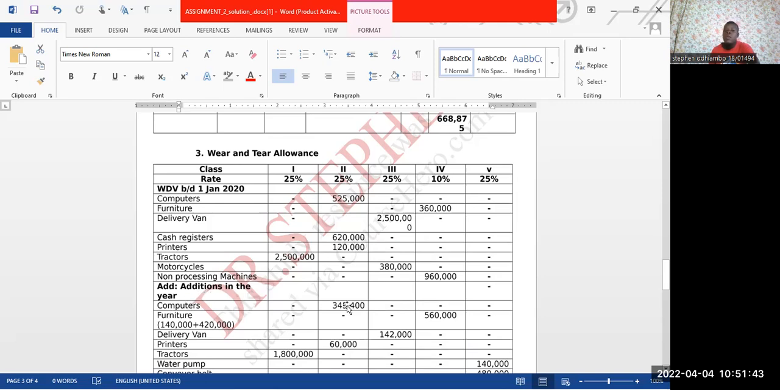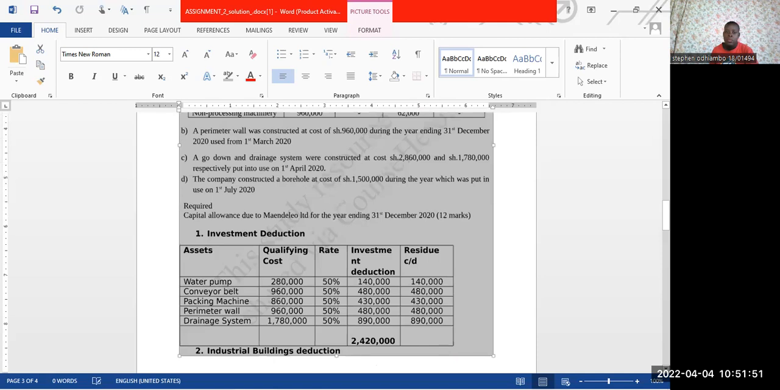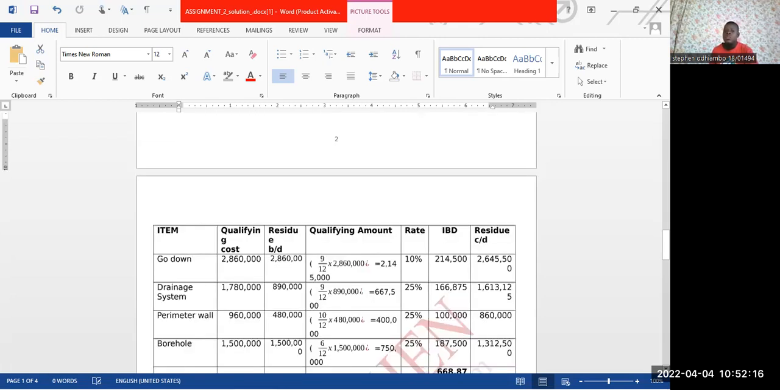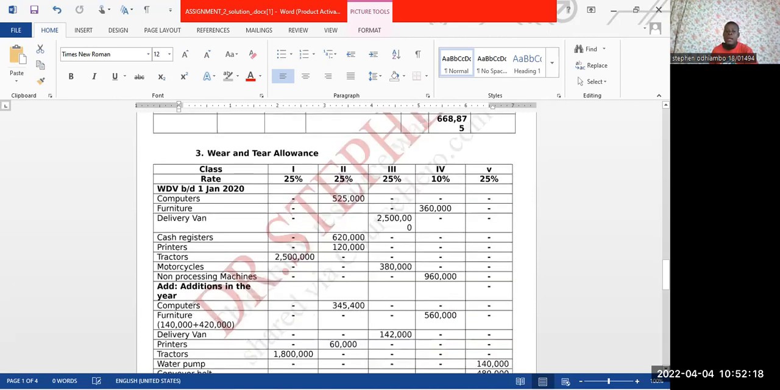We have computer additions of 345,400. So you just come up, you look at computers. Can you see computers? Additions is here in this row. This is the working down value which I was talking about. Everything for this asset is here. So additions, we have 345 for computer, water pump 280, furniture 140, conveyor belt 690, and that continues. So it is only upon you to know how to do wear and tear allowances.